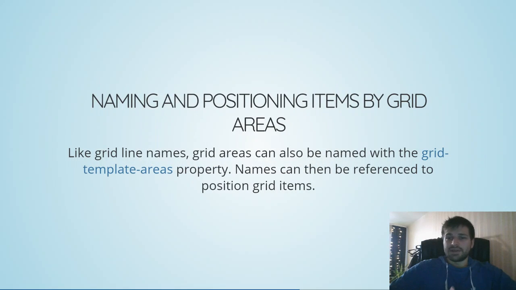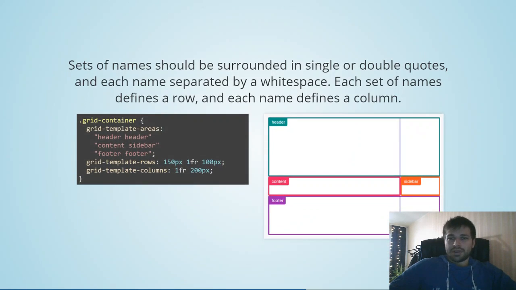Another really cool thing is naming grid areas. You can take an entire block or a section of a grid and say I want this to be the header or I want this to be the footer, and then you can take items and position them into the appropriate places. So here this is just an example.